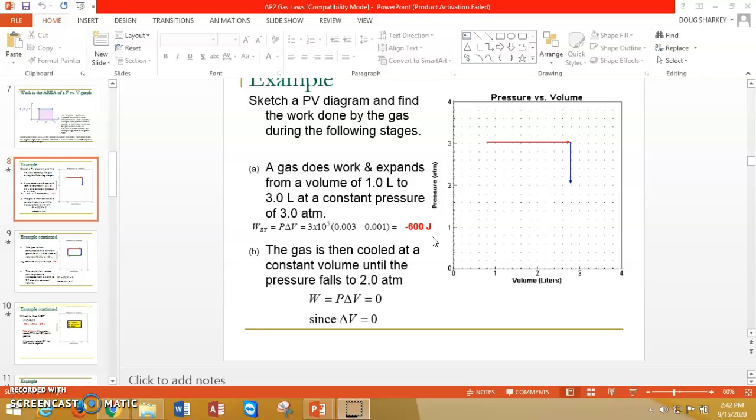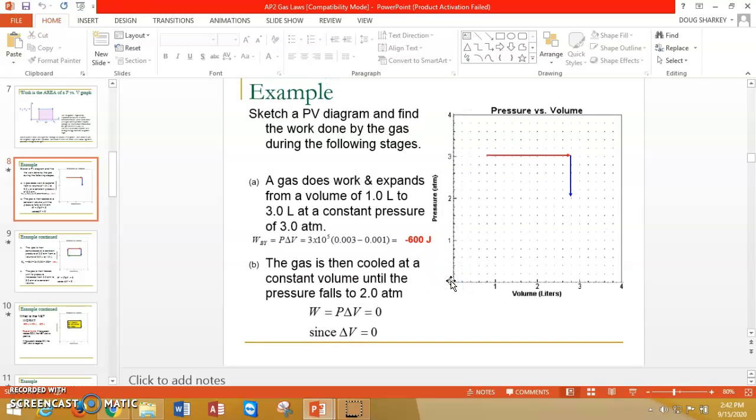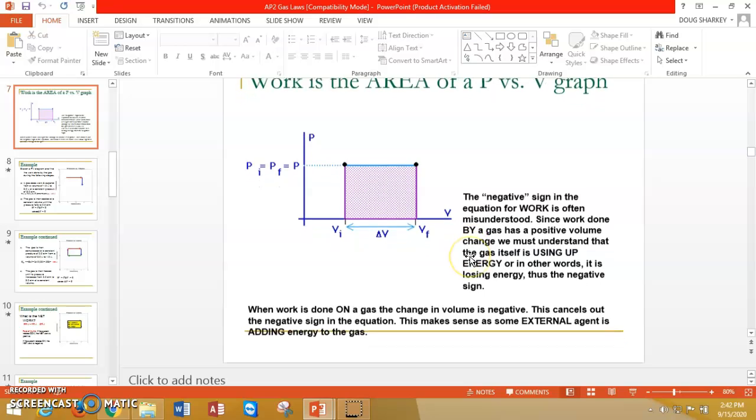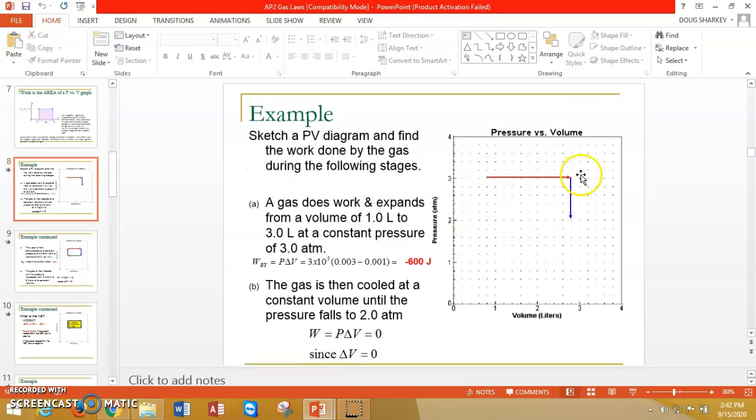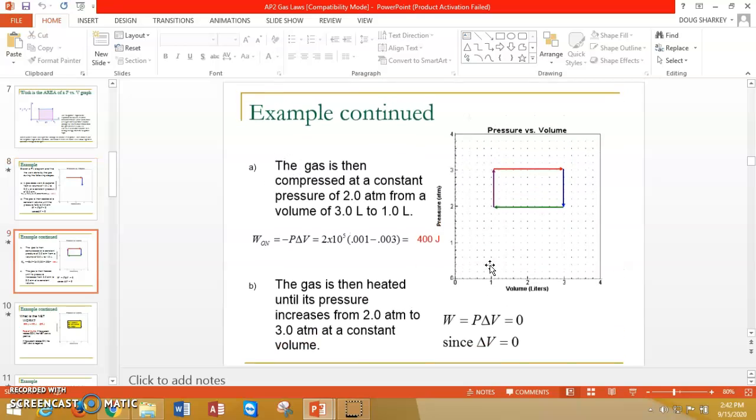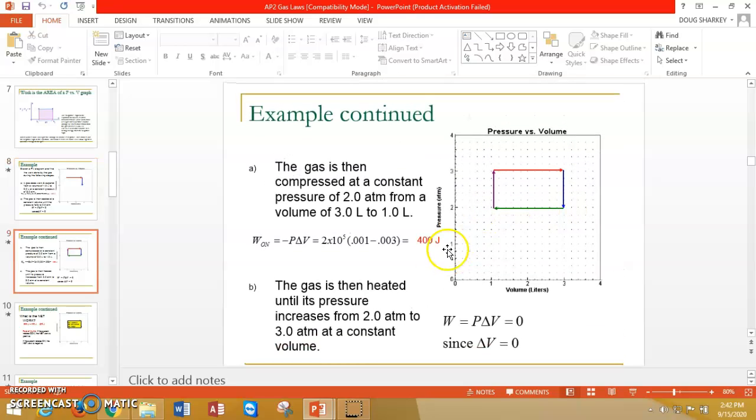So just like in these notes, when we went from left to right, we got a negative. If we go up, down, down, up, we get 0 work. Left to right is negative. Right to left will be positive, and up or down is 0 work done.